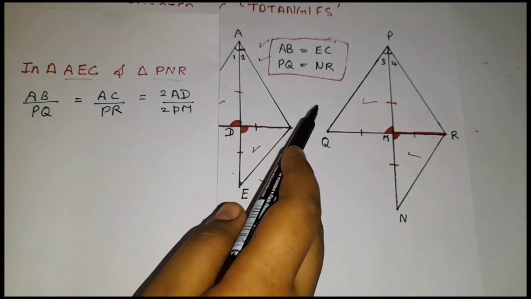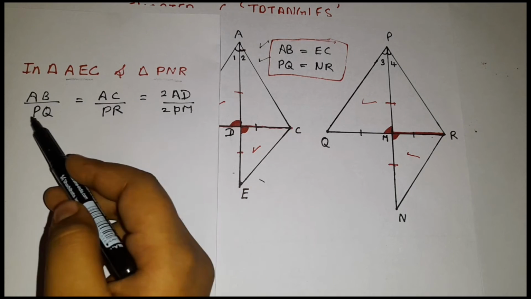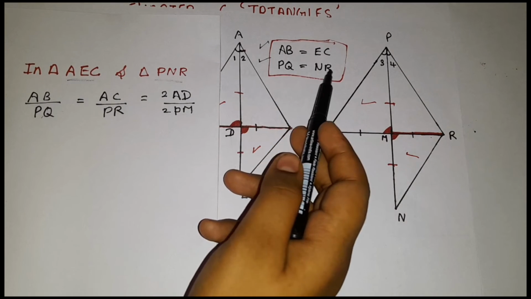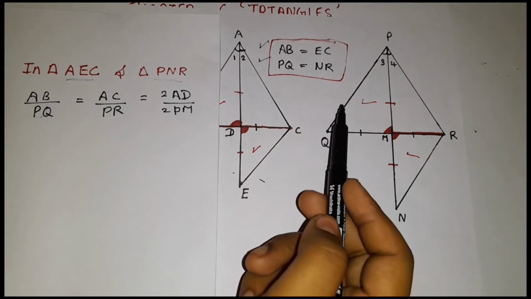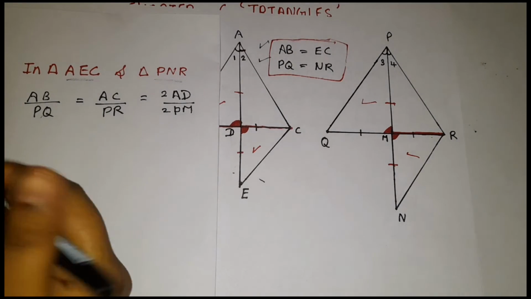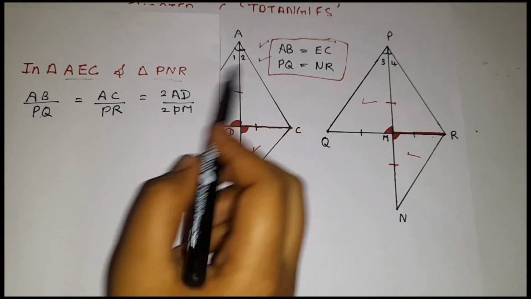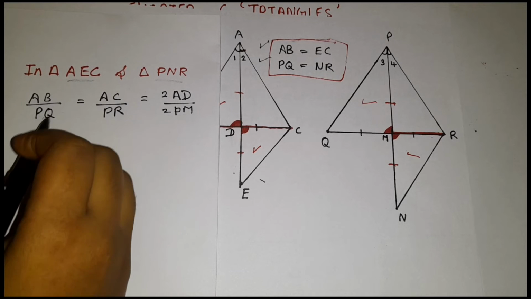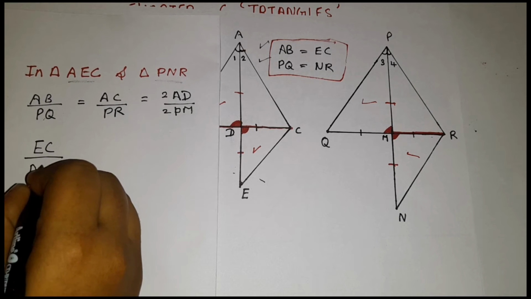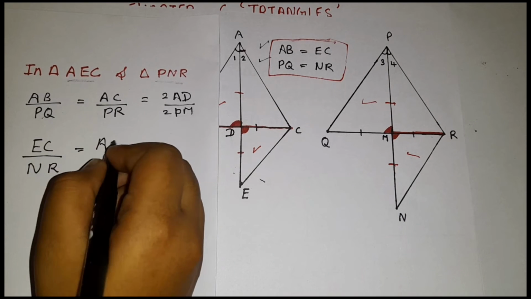Okay guys, so now since we got PQ equal to NR, in the place of PQ I can substitute NR, and in the place of AB I can substitute EC. Let me write it. In the place of AB I am substituting EC, by NR in the place of PQ, is equal to AC by PR as it is.